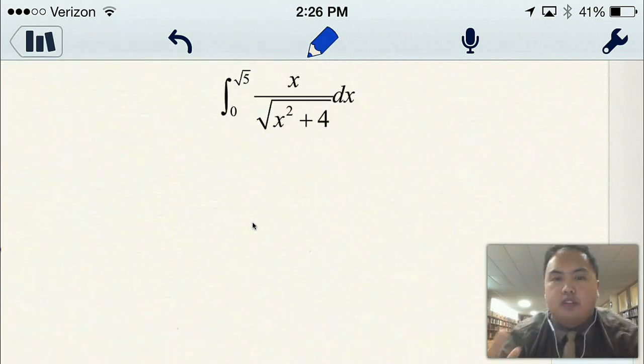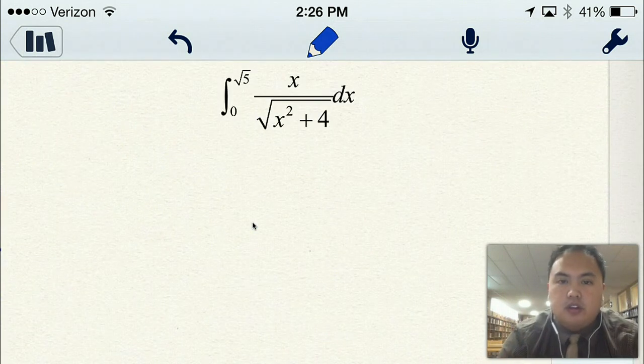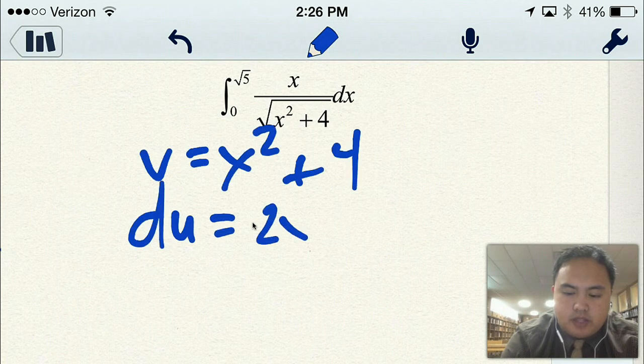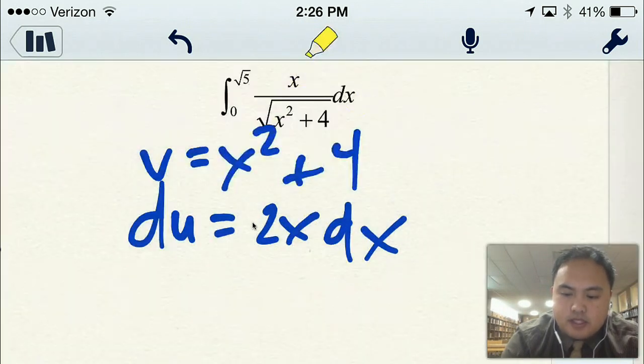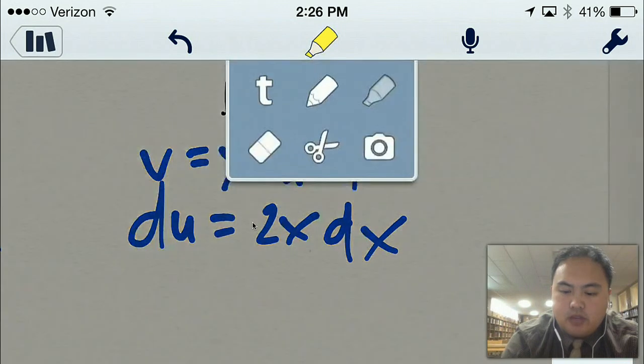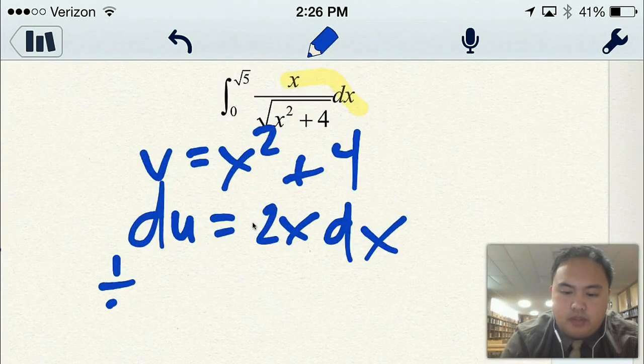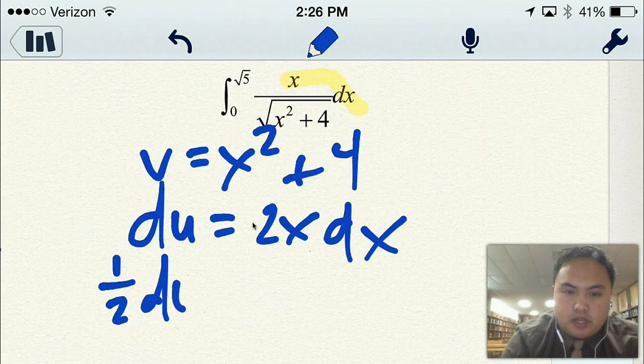Now, again, to figure out the best u, figure out what is underneath the square root or in parentheses. In this case, it's x squared plus 4. Du then becomes 2x dx by taking the derivative. Again, looking at my problem, I notice my problem has an x dx. So I'm going to make this x dx by itself. So it'll be 1/2 du equals x dx.